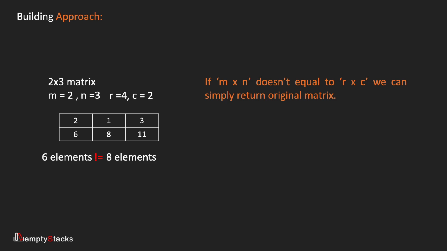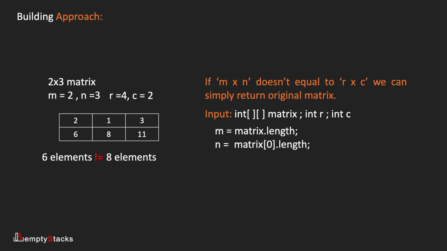So if the input given to us is a 2D array called matrix and two integers r and c, we firstly find m and n, where m is equal to matrix.length, that would give us the number of rows, and n will be equal to matrix[0].length, that would give us the number of columns. Next we put an if condition to check if the product is not equal, we return the input matrix itself.